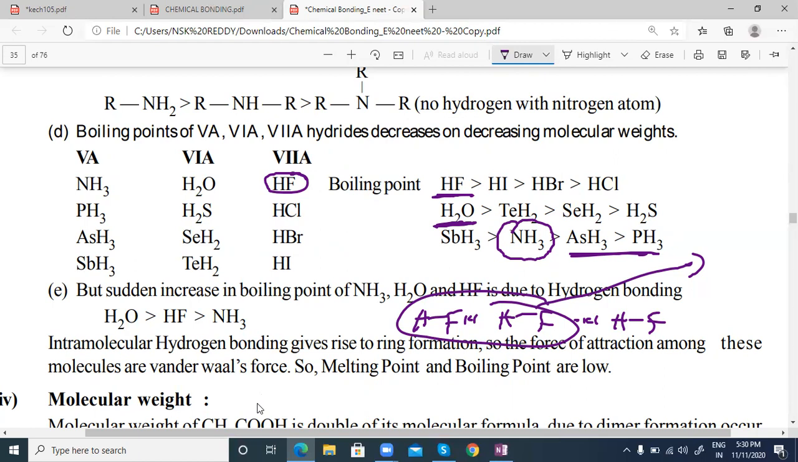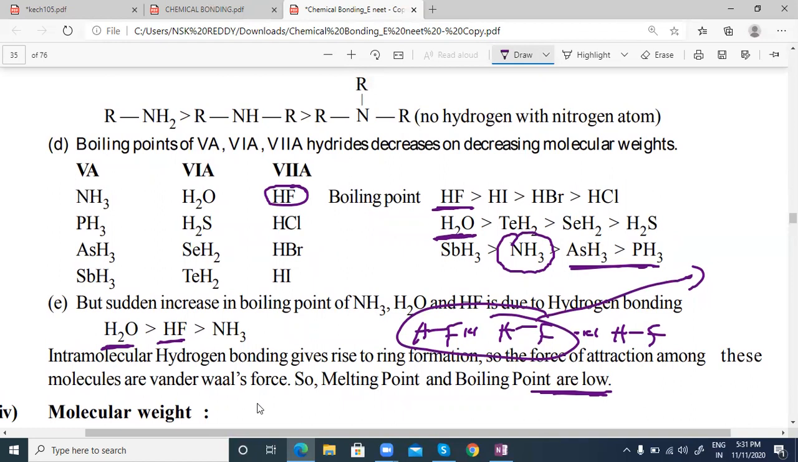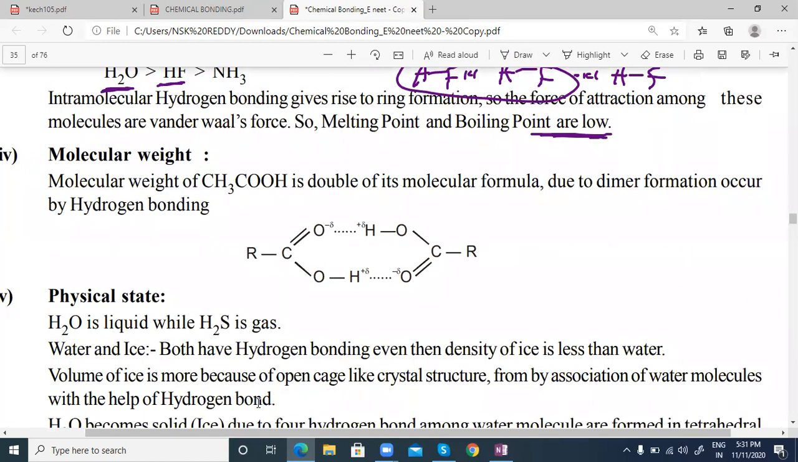Intermolecular hydrogen bonding gives rise to ring formation, so the force of attraction among these molecules is only van der Waals forces. So the melting point and boiling point are low. That's the remaining cases. But here H2O has a higher boiling point than HF, even though the molecular weight is higher for HF. The reason is that water has more hydrogen bonds. That is one reason you can say. And HF has strong hydrogen bonding and can form it in the vapor state also. That's why they are ready to evaporate. Got it?